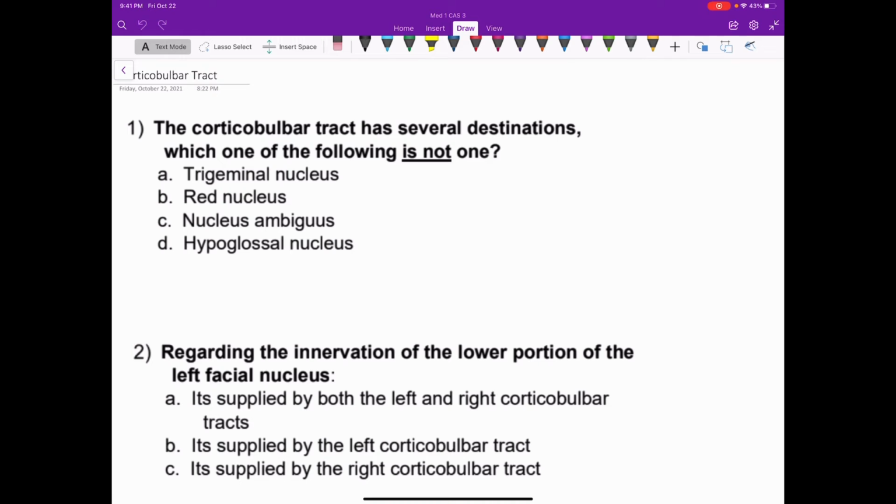But here we go. So we're going to say the corticobulbar tract has several destinations. Which of the following is not one? We should know this one. Where does it start from? The corticobulbar tract? Well, it starts from the cerebral cortex, right? And where does it travel through? It travels down. It passes through what? The first region is known as, we said it, the corona radiata. Then it passes through the second region known as internal capsule.